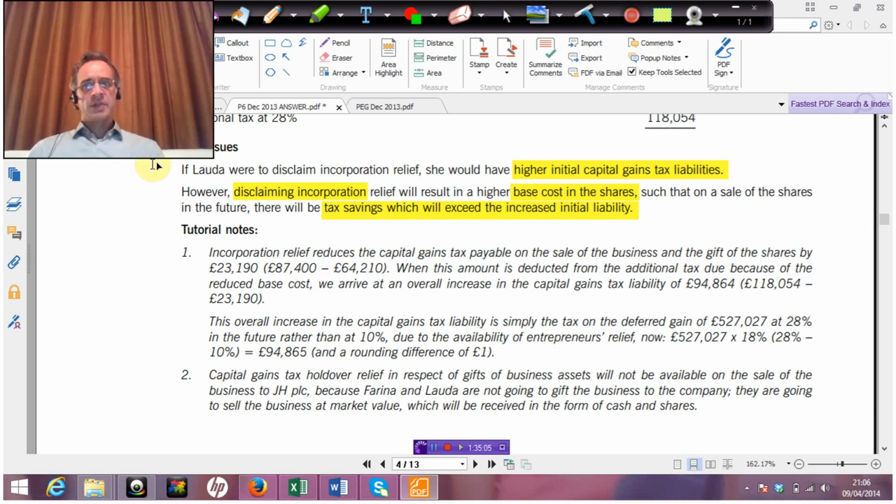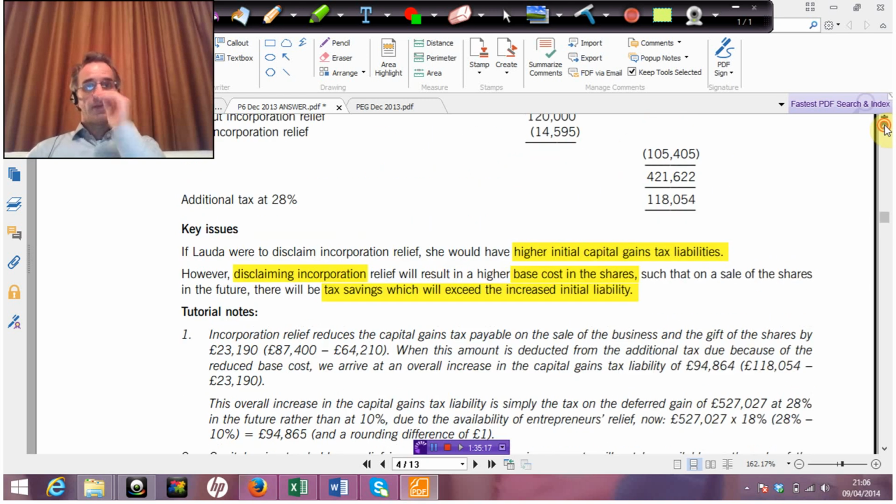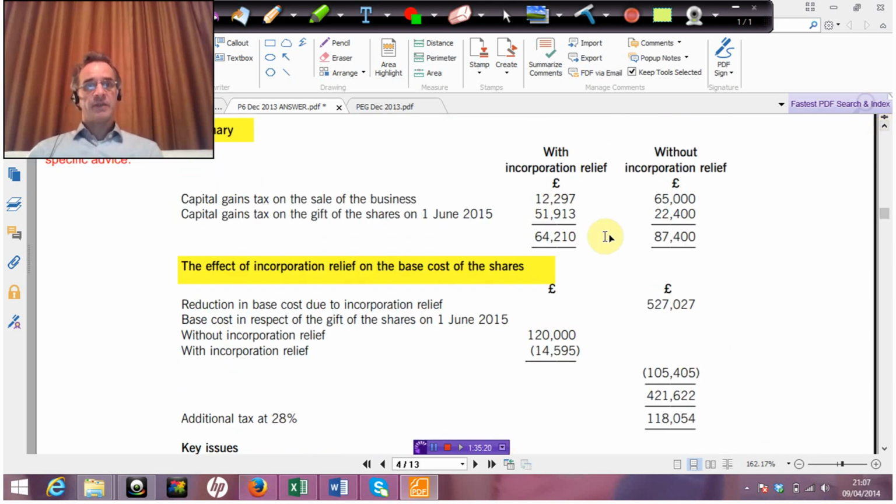Okay, now some of this might lose a little bit in translation on a Wednesday night at 9 o'clock, but essentially what we're saying, and he's made it very, very clear here, is that there's a higher initial capital gains tax liability, as we'll see, without an incorporation relief claim. But in essence, if we don't claim incorporation relief, then the base cost of the shares will be higher for a future transaction. That's really essentially what this answer is about.